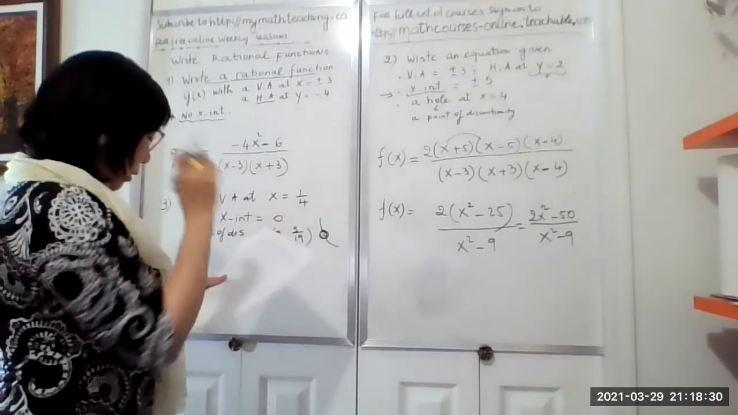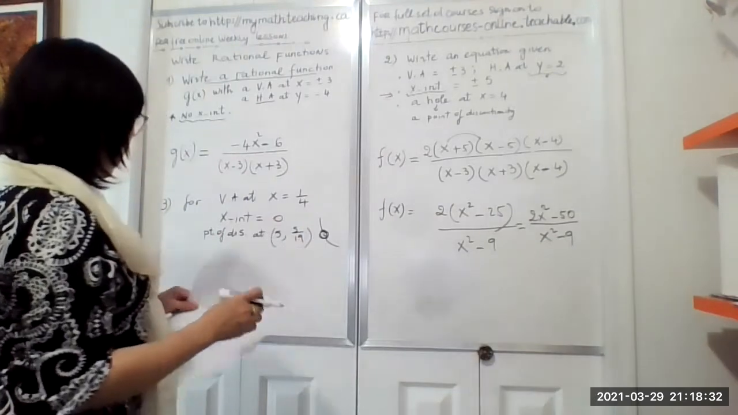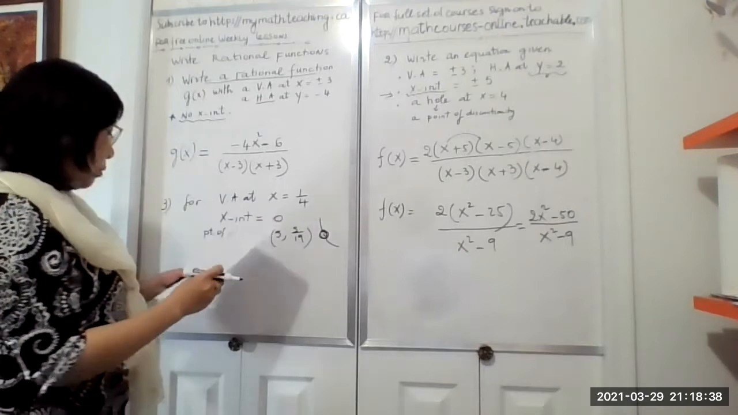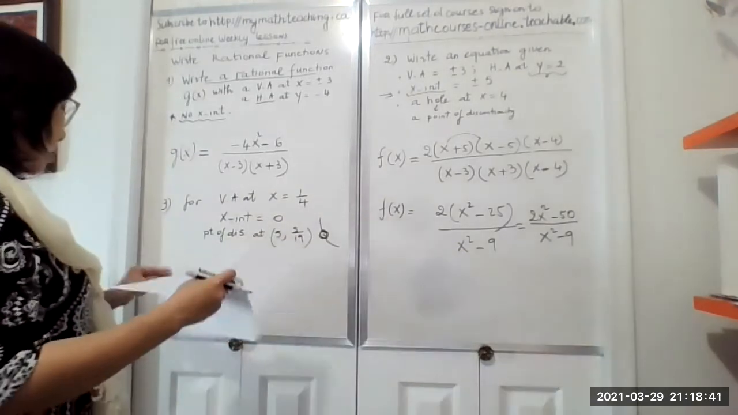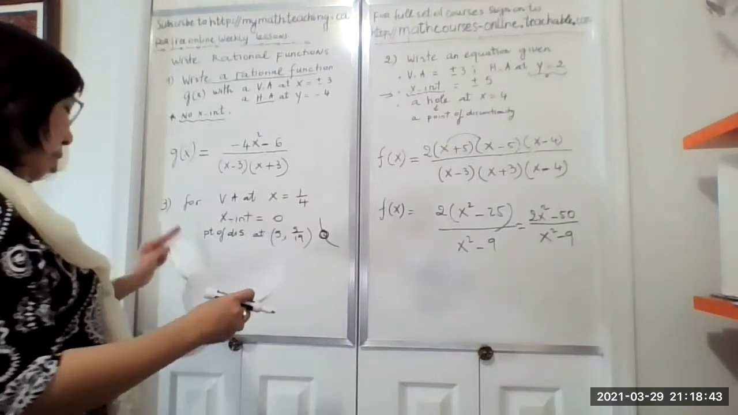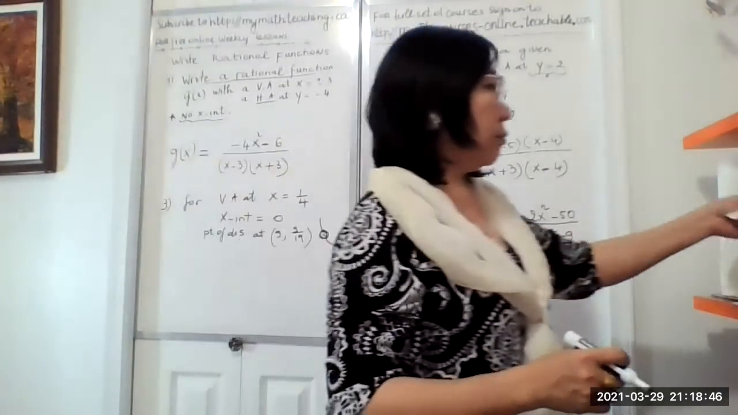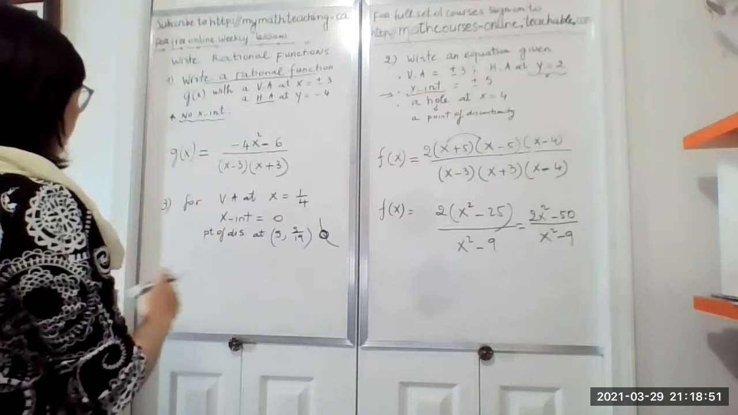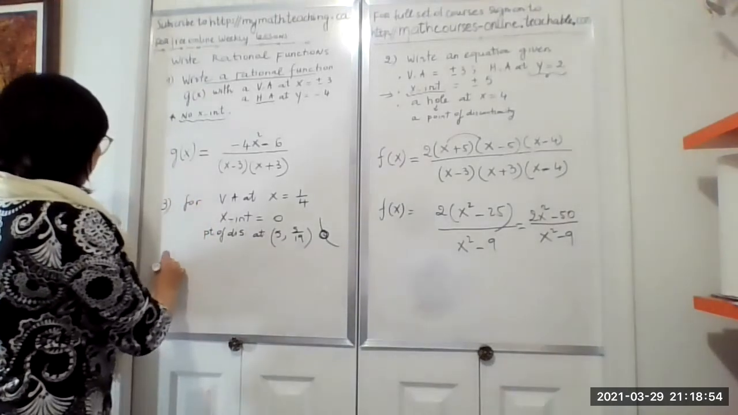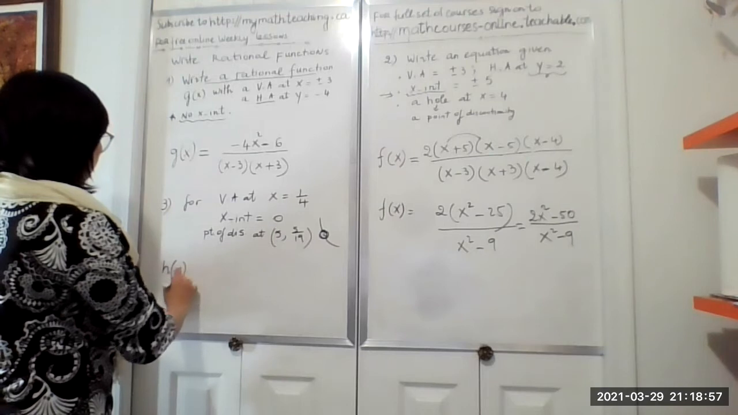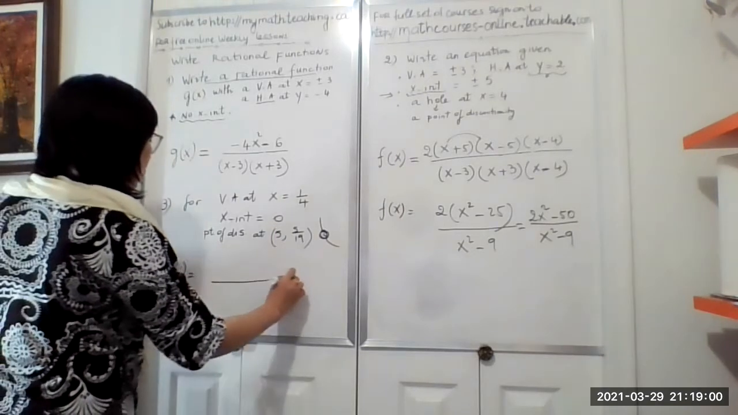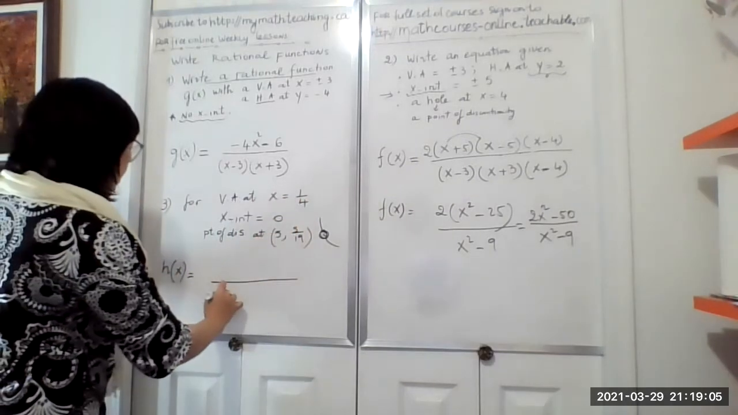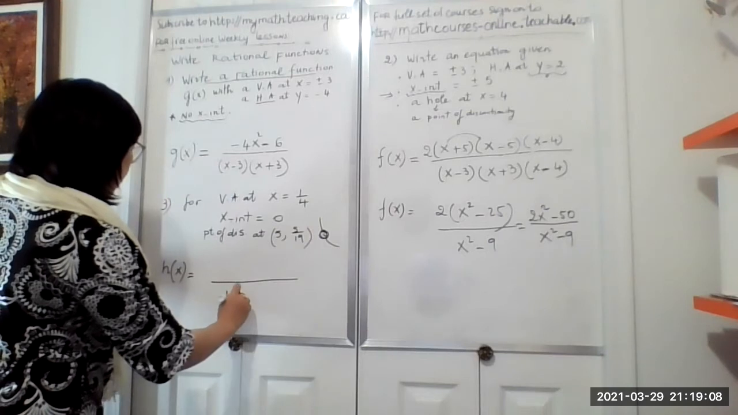Now, how are we going to write this one? Discontinuity and the x-intercept equals 0. What else? I think that's it. So let's see how we will write this one. To establish this, I'm going to name this function h of x equals. Now we have a vertical asymptote at x equals 1/4. It means that we have something like this.